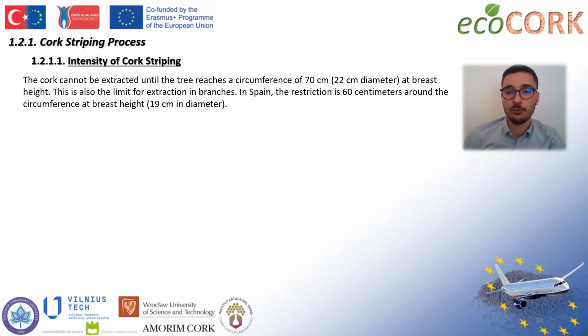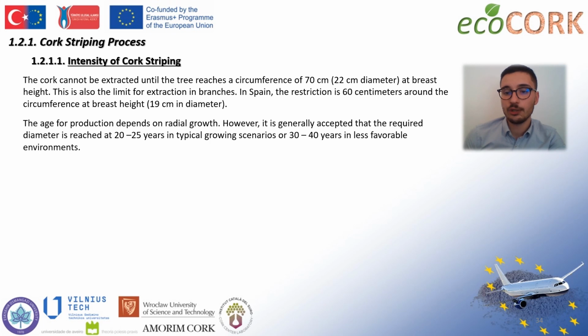At chest height, the tree has to be 70 centimeters around or 22 centimeters in diameter before the cork can be taken off. This is also the limit for how much can be taken out of a branch. Depending on the radial growth, the age of production will change. Most people agree, though, that the required diameter is reached after 20 to 25 years of normal growth or 30 to 40 years in less than ideal conditions.